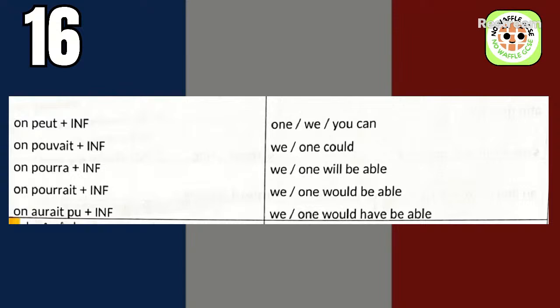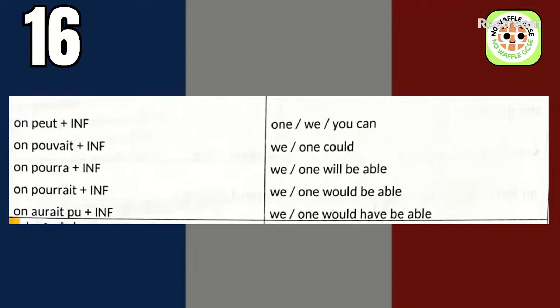Okay, and here are a lot of the same, well, different tenses, but the same overall phrase. So on peut, which is one can. So you can see in the different tenses. So you've got the conditional tense, on pouvait, the future simple, on pourra, on pourrait, if it's one would be able to, and on aurait pu, which is one would have been able to.